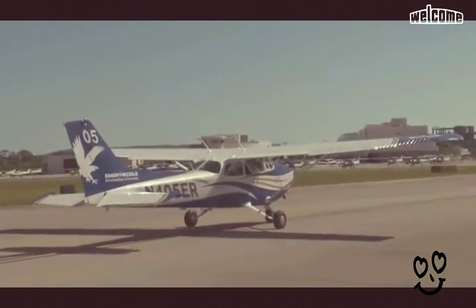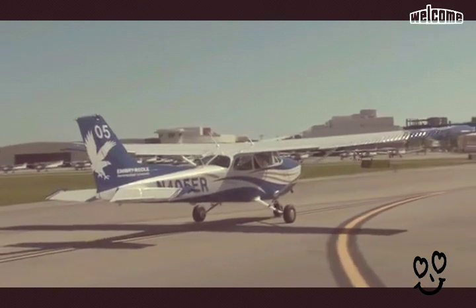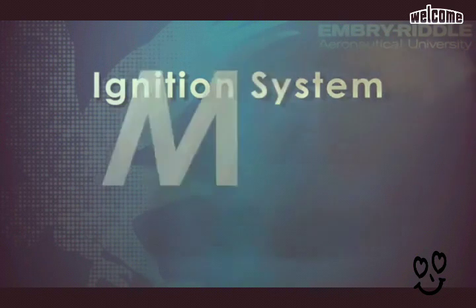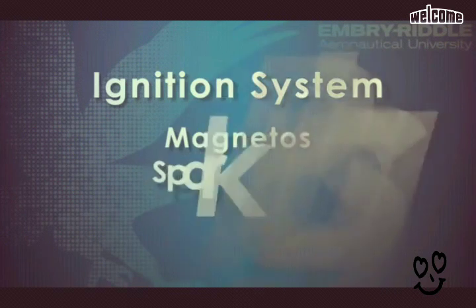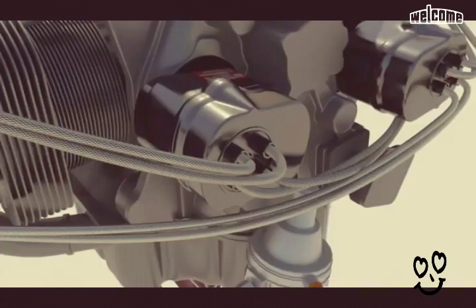Now that we've discussed how we get fuel and air into the cylinders, let's talk about how we get that mixture to ignite. The ignition system is what provides the spark to the mixture. The major components of the ignition system include the magnetos, the spark plugs, wires, and the ignition switch.